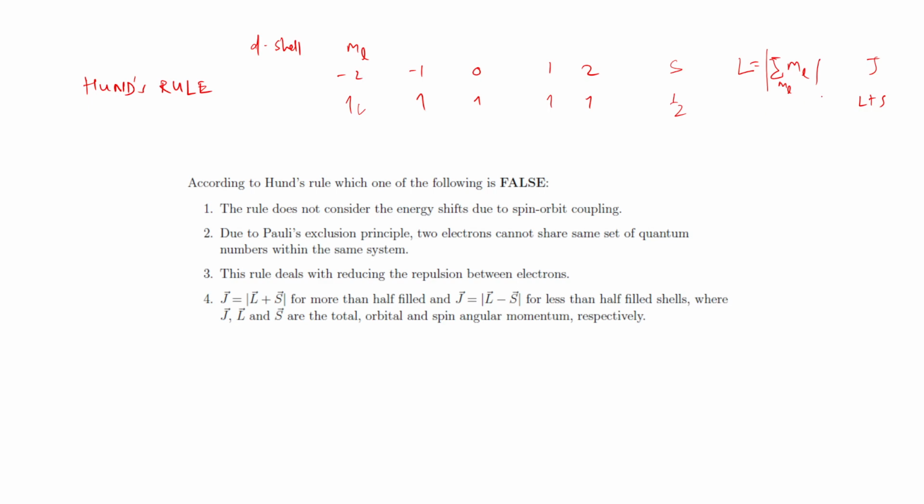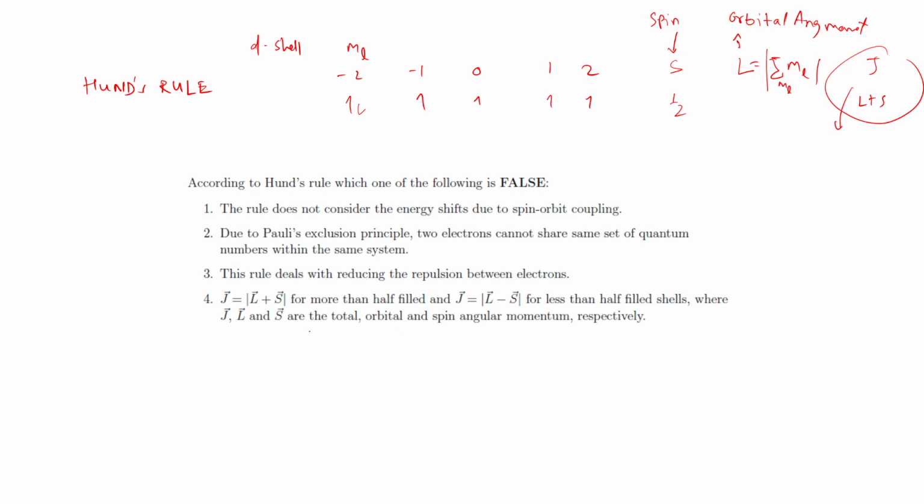So basically this rule takes into account how this works. S comes from the spin and L comes from the orbital angular momentum. This is the spin angular momentum, this is the orbital angular momentum. And J takes into account how the spin and angular momentum interact with each other.